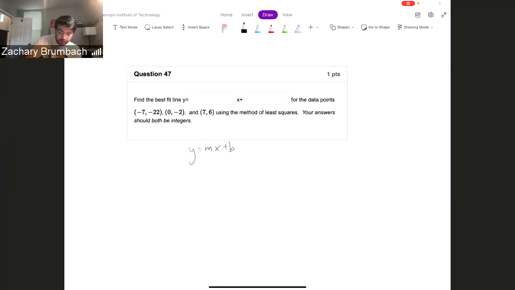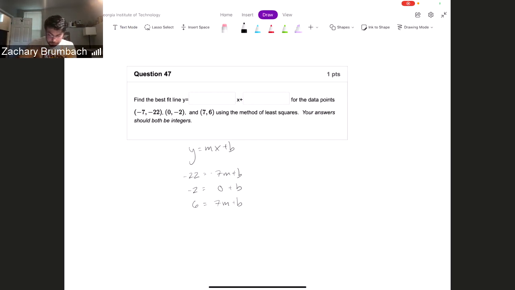Here, we're given a set of data points, okay? They're asking us to do least squares to find what m and b are in this case. So let's plug these things in. We have negative 22 equals negative 7m plus b for the first one. For the second point, we have negative 2 equals 0 plus b. For the third one, we have 6 equals 7m plus b, okay?